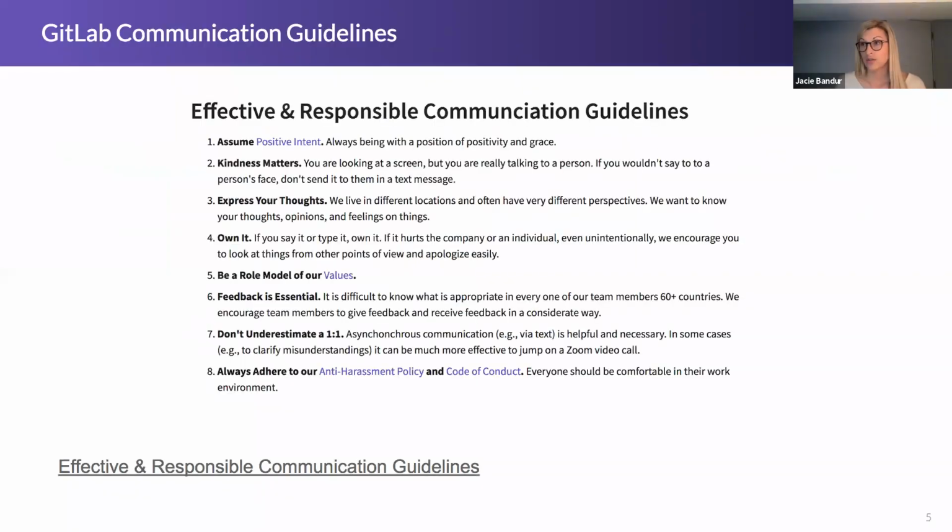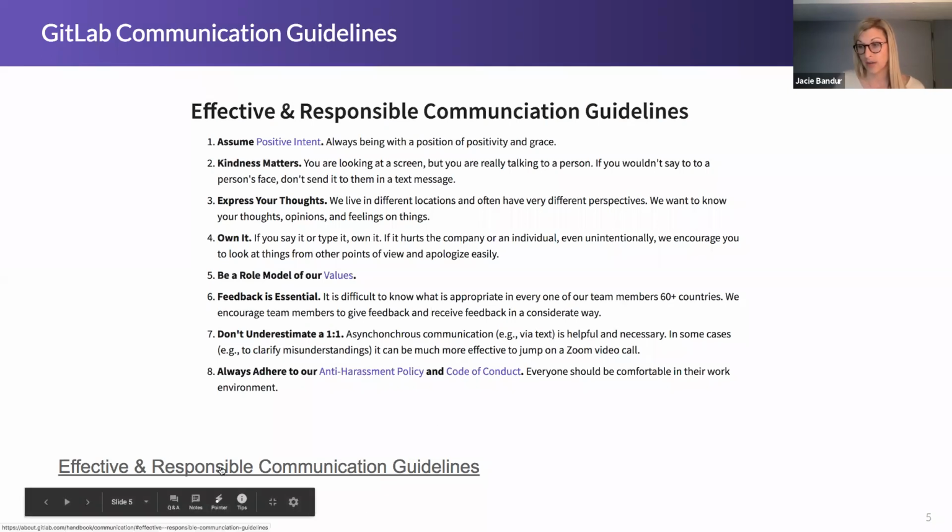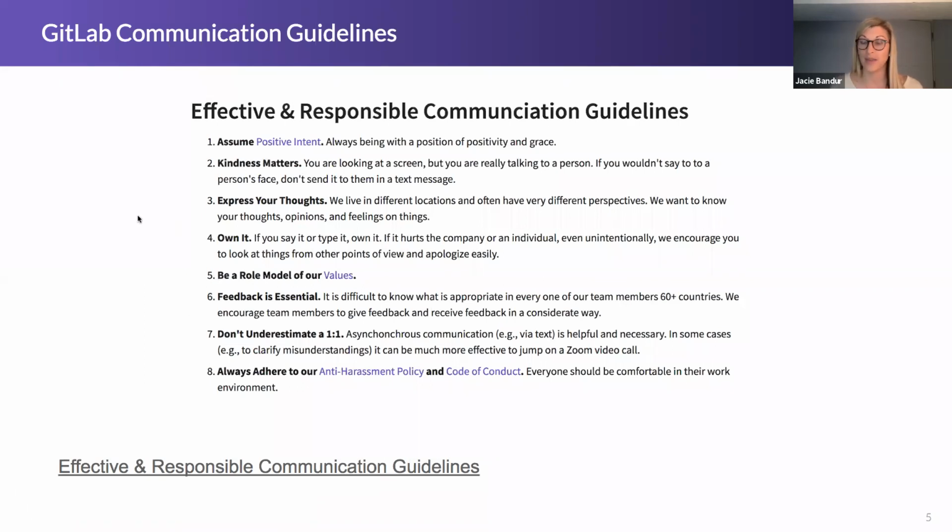And then we do have effective and responsible communication guidelines in our handbook. They are on the communication page. The link directly to that page is here at the bottom, but this is just a screenshot of what was on that page last night. So hopefully it didn't get updated between now and then. But you can take a look at that.